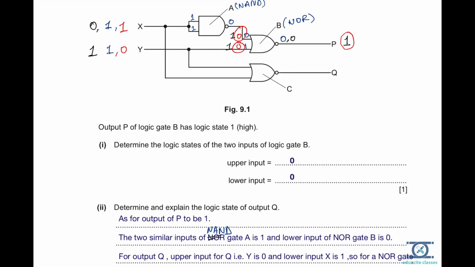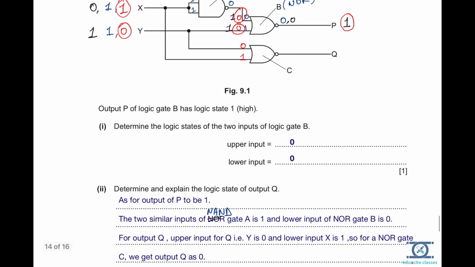Okay, for output Q, the upper input is Y, which is 0, so we can say this is 0, because this is the case for 1, so the same input will be for the NOR gate C. Okay, and the lower input is X, and X is 1, so this is the answer. So here it is 1.